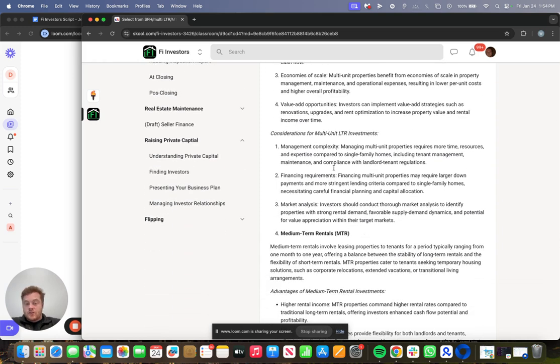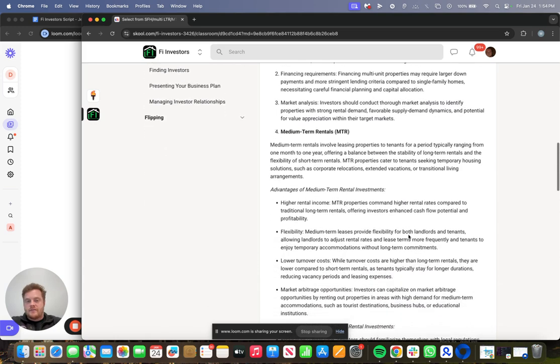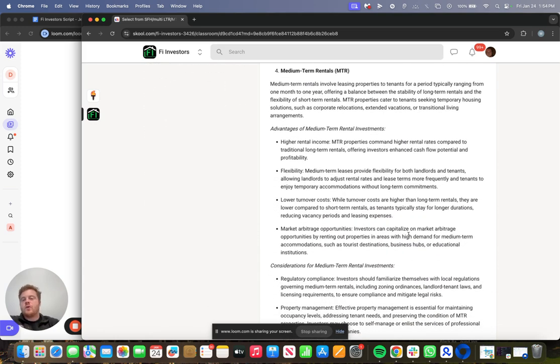Some of the considerations we have for multifamily is the management can become quite complex. There are multiple financing requirements to actually take down a deal. And of course, the market analysis needs to be very, very thorough. And again, you need to make sure that there's enough demand on the tenant side for the supply that you're providing.